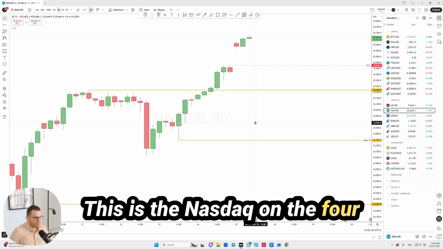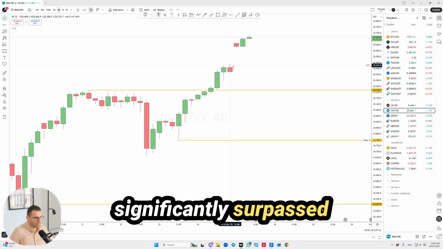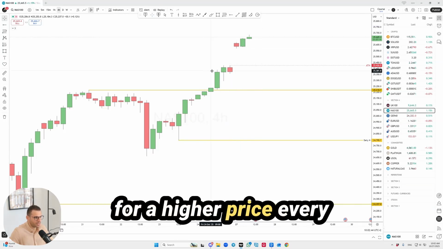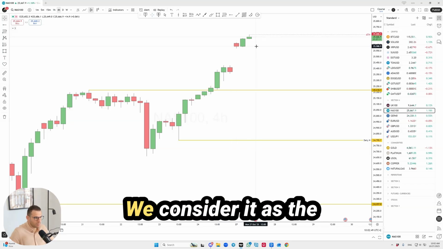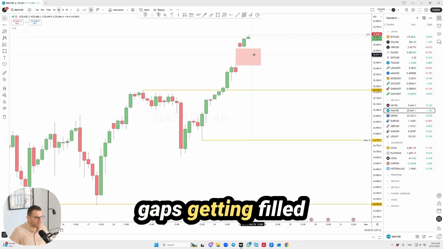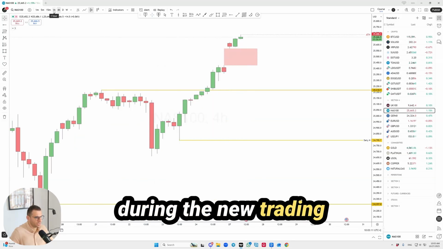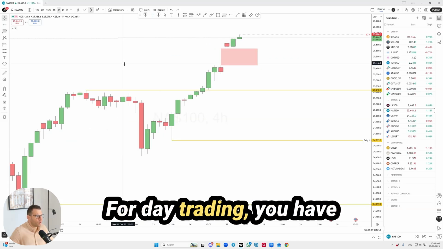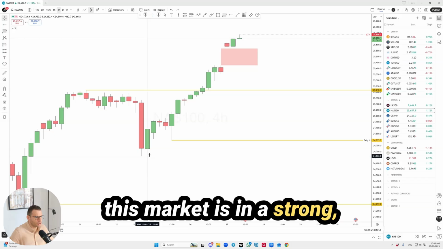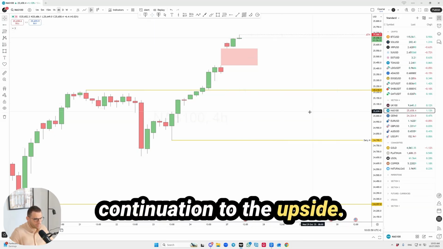This is the Nasdaq on the 4-hour time frame. At the open, the price gapped up significantly, surpassed the all-time high, and kept moving upwards. We don't have any reference for a higher price. Every time we see a new high, we consider it as the new all-time high. Usually we see the gaps getting filled, and this obvious gap here can get filled today during the New York trading session, even if not earlier. For day trading, you have to consider 4 hours low as key levels of support. This market is in a strong bullish momentum, so we do expect a retracement and a continuation to the upside.